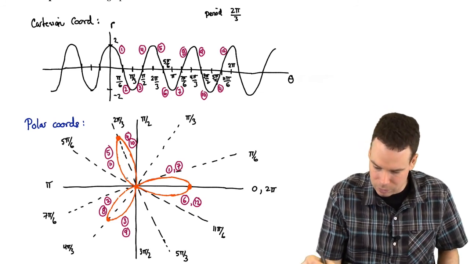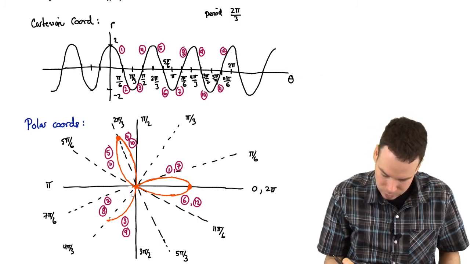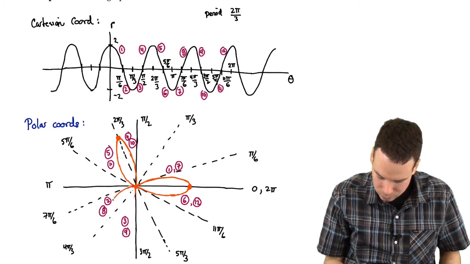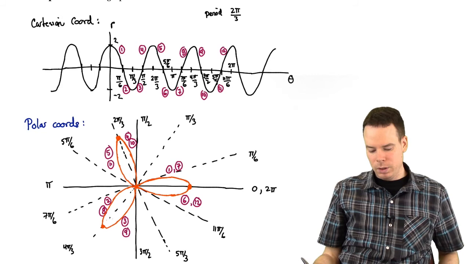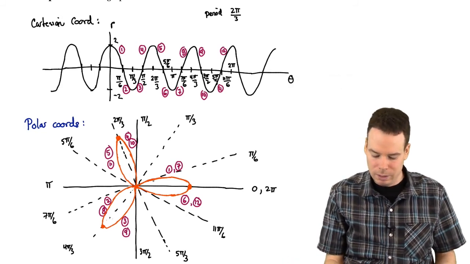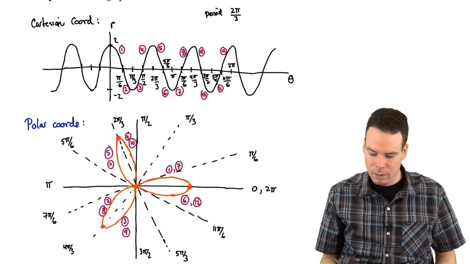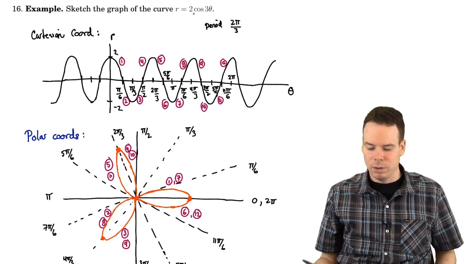Now all of these distances should be the same from the pole, so this one probably doesn't look so good. It should go nice and far down here, it's got to go out to a length of 2, just to make it match up. And there we go. We get what looks to be a 3-leafed flower. And so there's the sketch of our graph of 2 cos 3 theta.